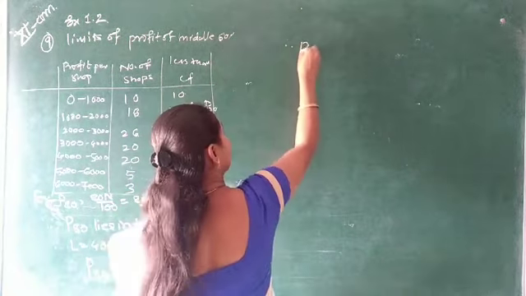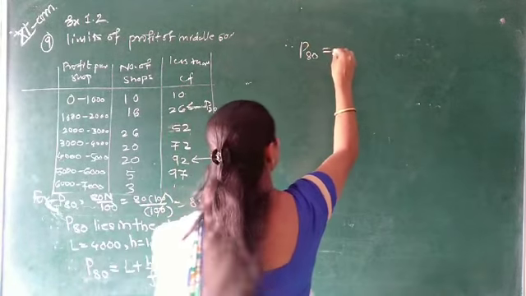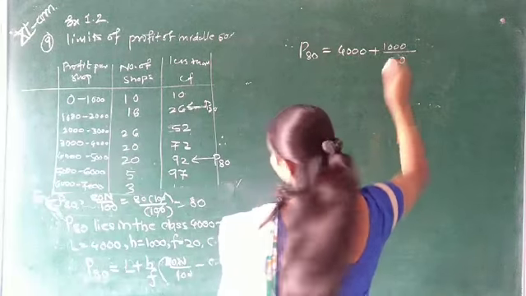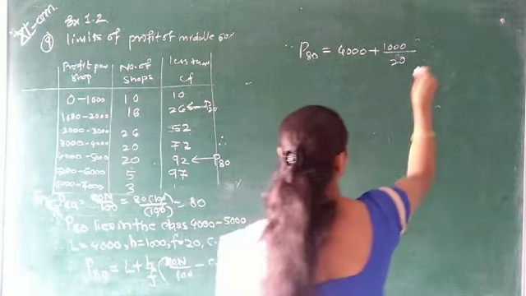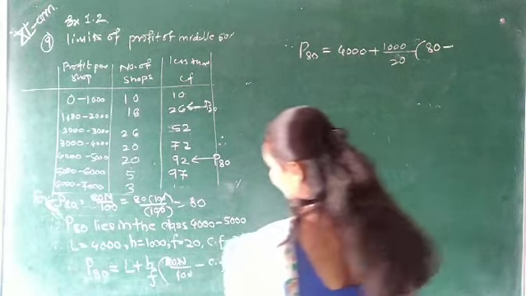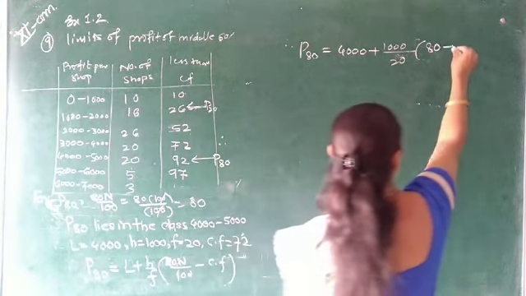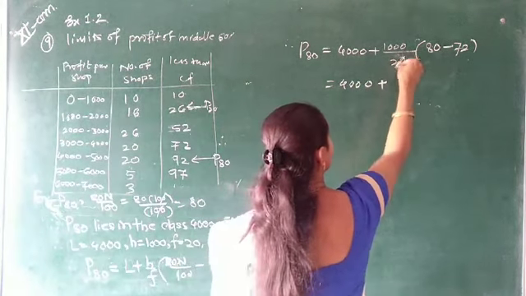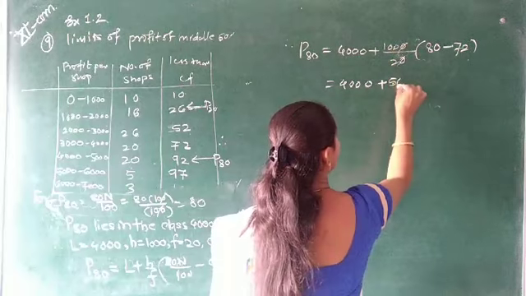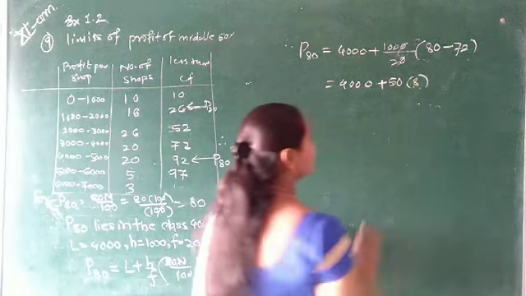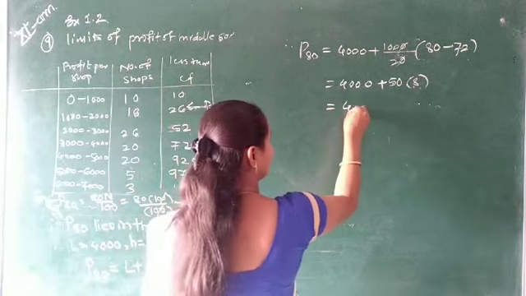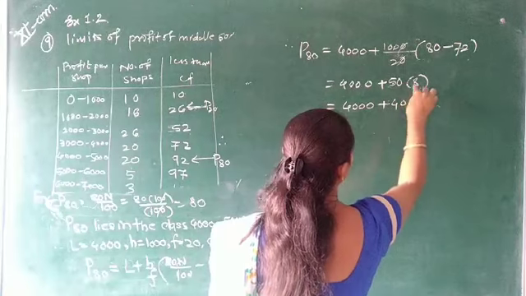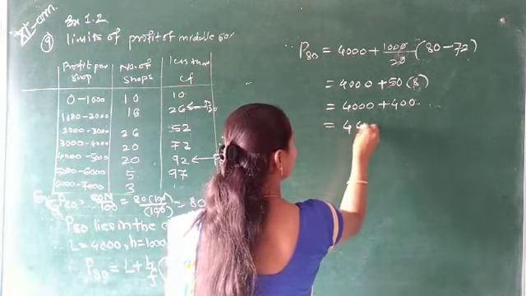Therefore, P80 is equal to the value of L, 4000, plus class width 1000, corresponding frequency 20 here, 80n upon n, that is 80, minus CF, which is 72. Therefore, 4000 plus, 2 5s are 10, 15. 80 minus 72 means 8. And 4000 plus 5 into 8, 8 5s are 40, that is 400, that is 4400.